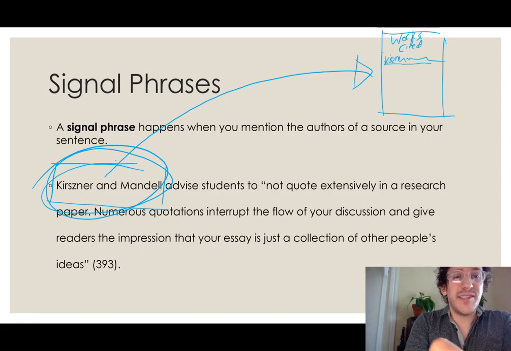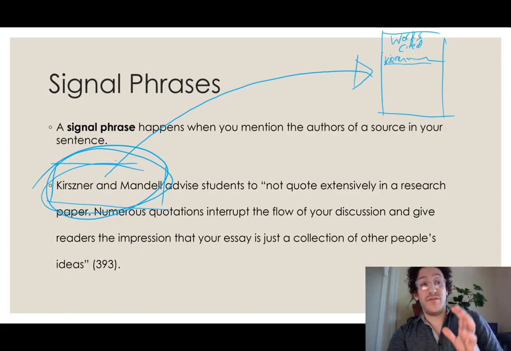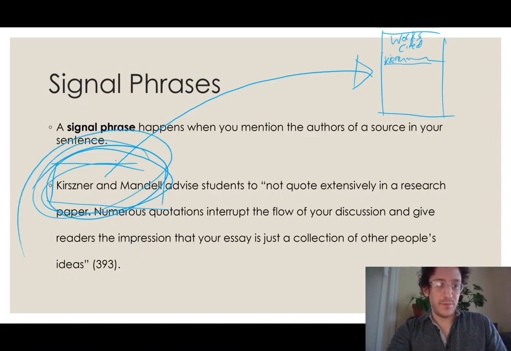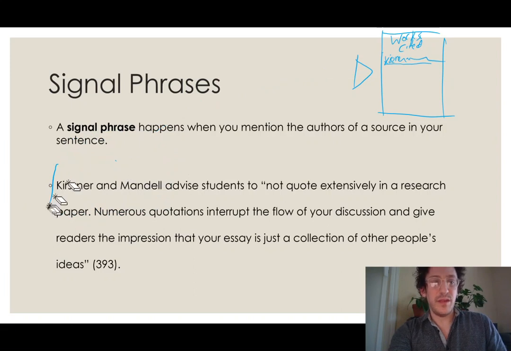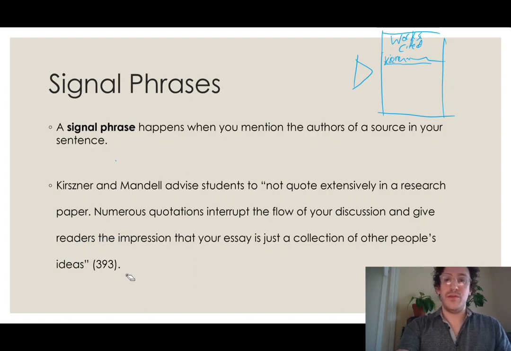So it's called a signal because it's a signal for the reader that says, hey, if you want to know more about this, look at my works cited page. If you go to my works cited page, you will see a listing that starts with these authors' names. And that will tell you the source. And if you want to know more, you go to page 393 of that source. Okay.